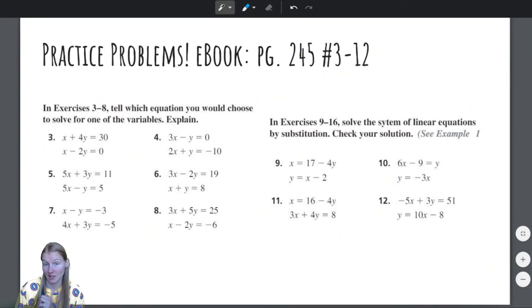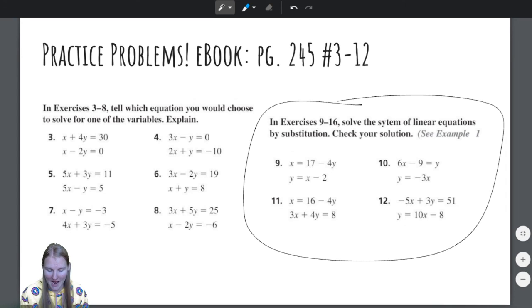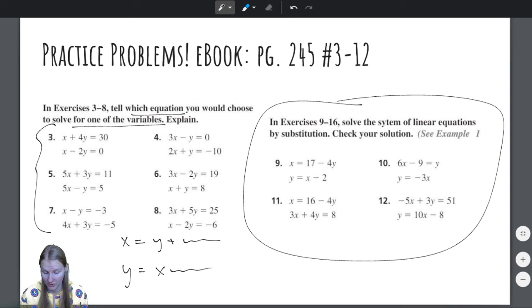Here are some practice problems that you can do to practice the skills that we have learned in this video. These problems are like example 1, and exercises 3 through 8 is a little bit of a different question. It asks you, which equation would you choose to solve for one of the variables? So if I needed to get x by itself, x equals y plus whatever, or if I wanted to get y equals x plus whatever, which one are you going to solve for?